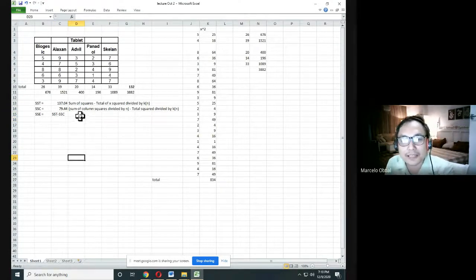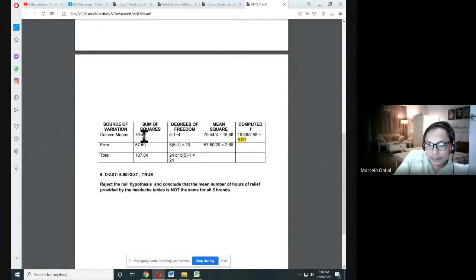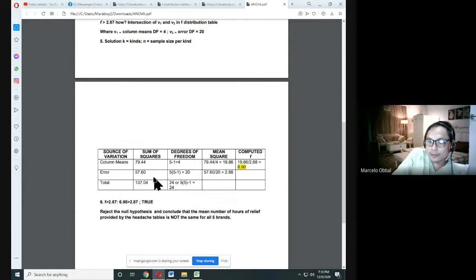That is why 57.6 yung answer doon. So meron na tayong value dito sa second at saka sa third na column. Now, yung mean square natin, may formula ito sa itaas. Yung sinasabi dito, kung anong value dito, i-divide mo lang dito. Klaro, no? SSC kasi ginamit natin na variable, divided by k minus 1. So, 79.44 divided by 4 will give you 19.86.